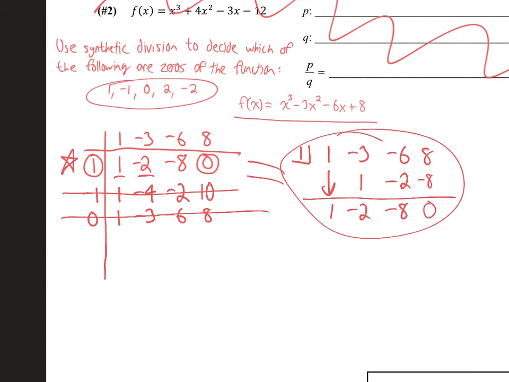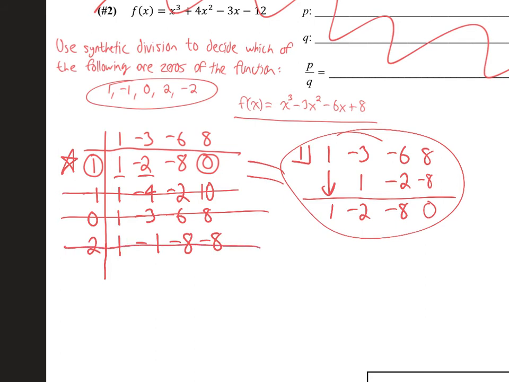Let's keep going. So now we have 2. I bring down the 1 again. 2 times 1 is 2. Negative 3 plus 2 is negative 1. Then we have 2 times negative 1 is negative 2. Negative 6 plus negative 2 is negative 8. And then we have 2 times negative 8 is negative 16. 8 plus negative 16 is negative 8. This one also does not work.